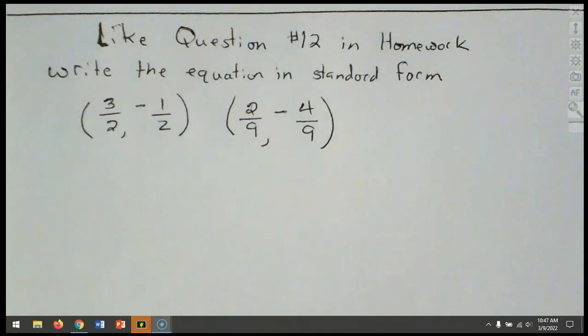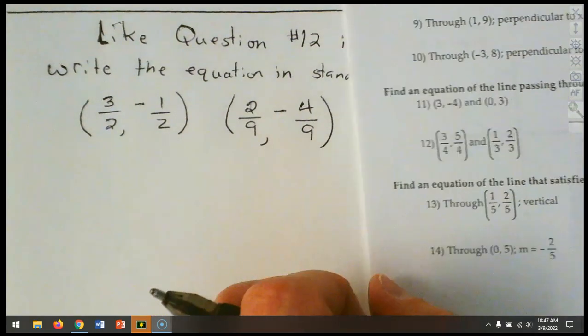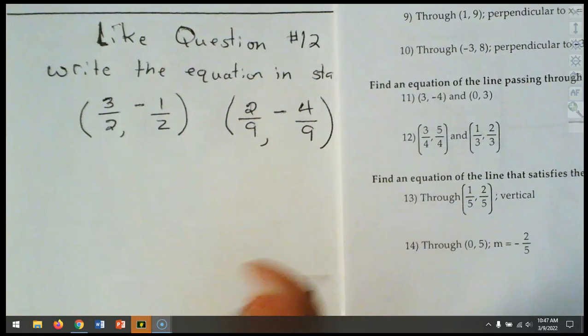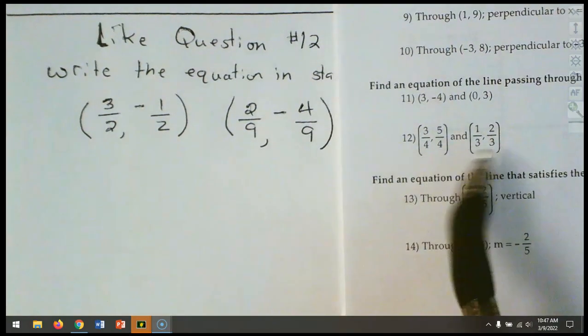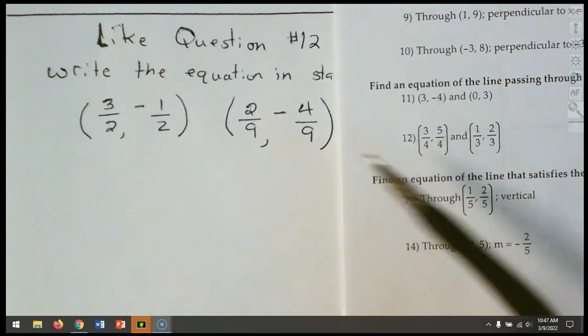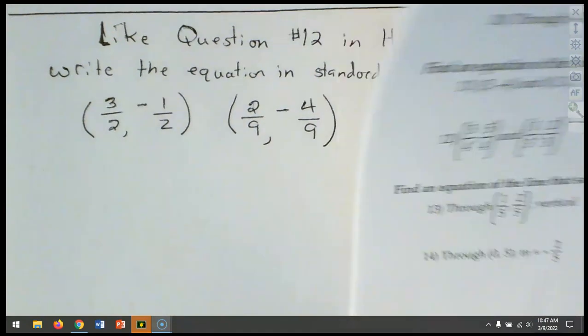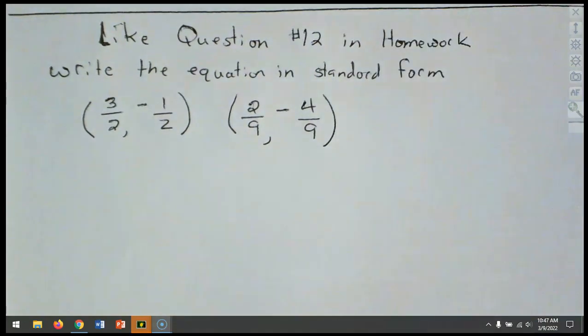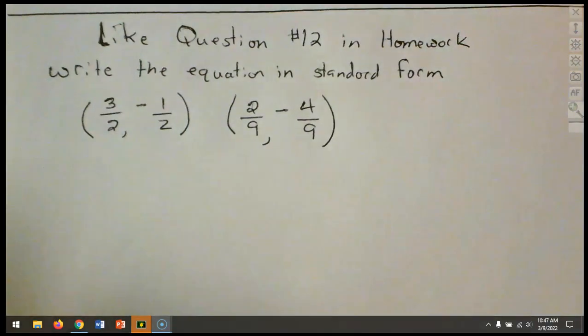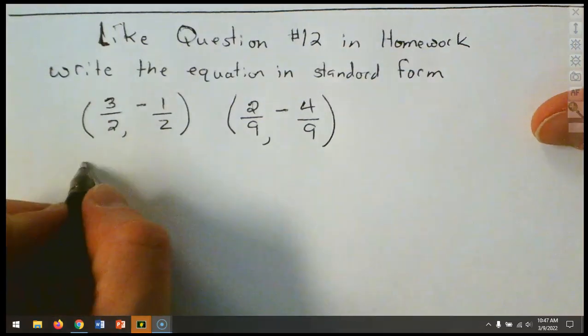So question 12 is very, very similar. Right? If you look at question 12, you see that it's different fractions. That's it. We've got 4 and 3. We've got 2 and 9. So first thing we need to do, identify what we've got. What do we have? 2 points. So we're going to have to use our formula for the slope. So we're going to find the slope.